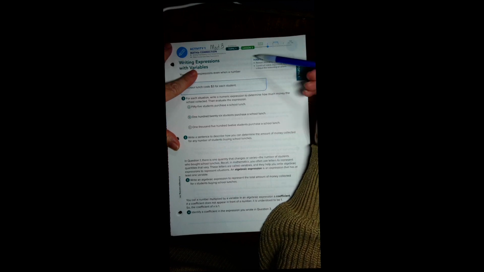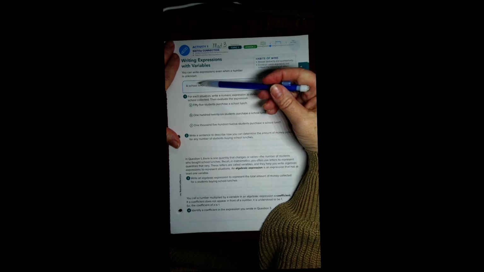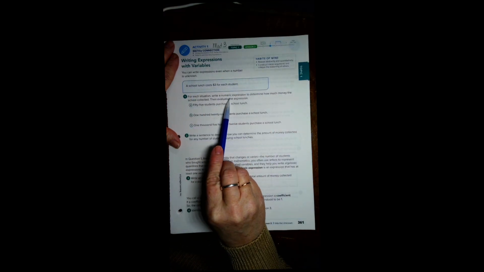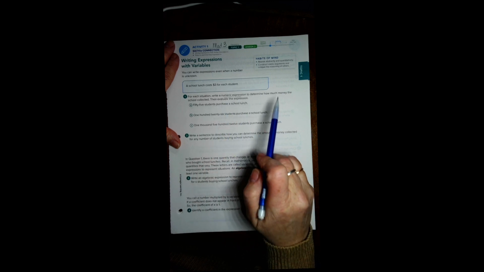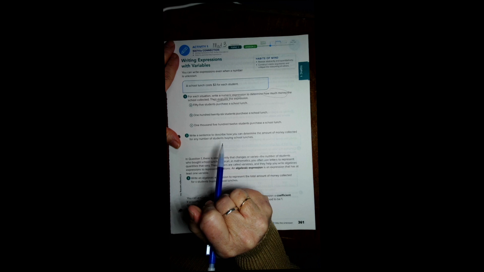Writing expressions with variables. You can write expressions even when a number is unknown. Habits of mind: reason abstractly and quantitatively, construct viable arguments, and critique the reasoning of others. A school lunch costs $3 for each student. For each situation, write a numeric expression to determine how much money the school collected. Then evaluate the expression. So that means we're going to solve it.